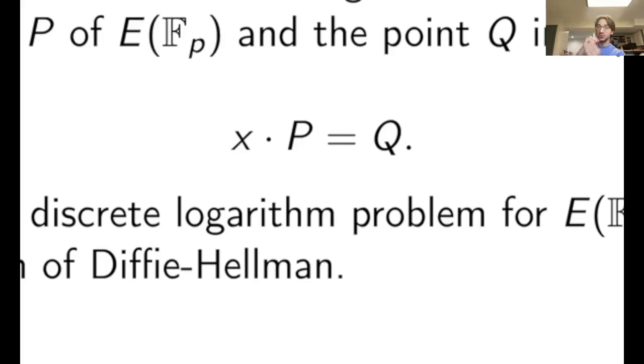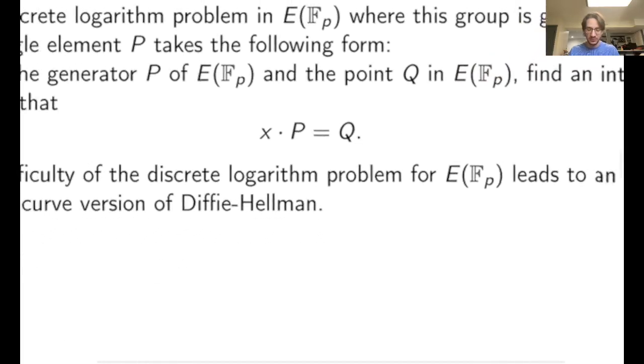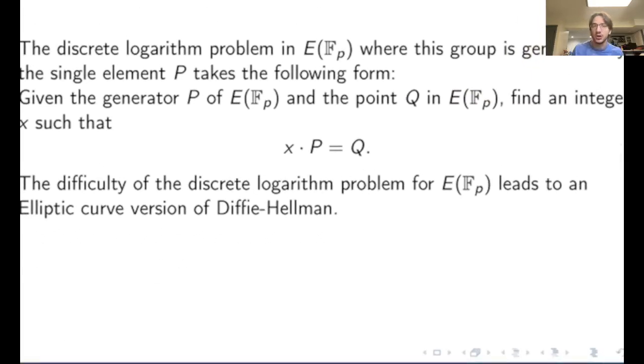So trying to undo that, trying to figure out, I have some multiple of P and it equals this point. What is the multiple that I'm looking at? That's why it is so difficult to solve this equation here. And that's what leads to elliptic curve cryptography being really secure.